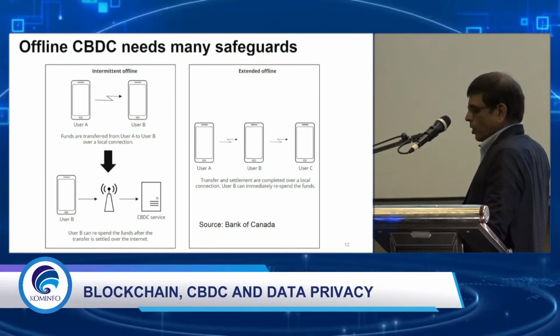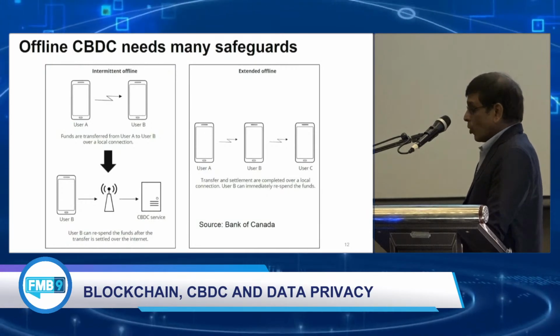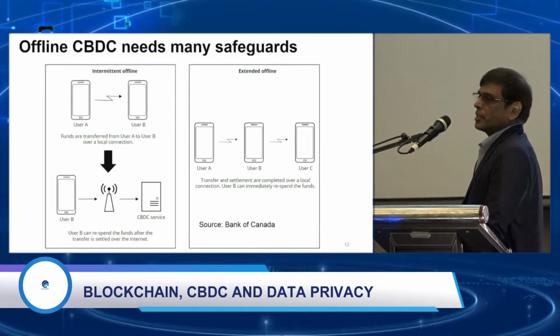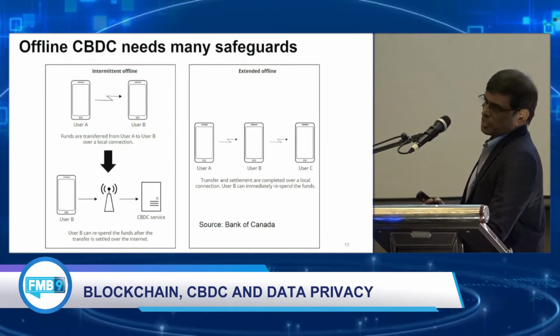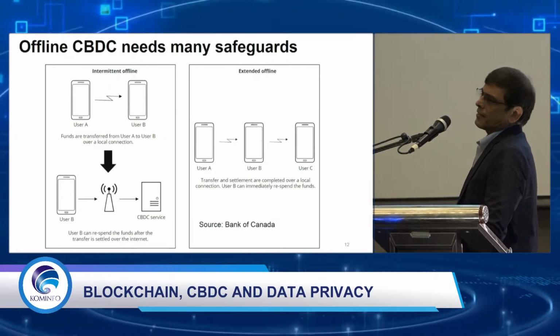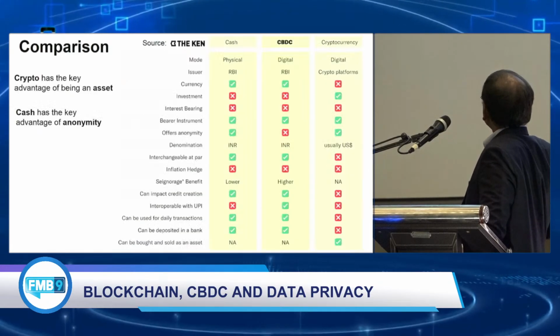So most people, when they talk about offline, will most likely be implementing only intermittent CBDC transfers, which means offline I can transfer it to you, but you are a merchant, let us say, you will have to connect to the internet and then you have to basically reclaim your money, right?